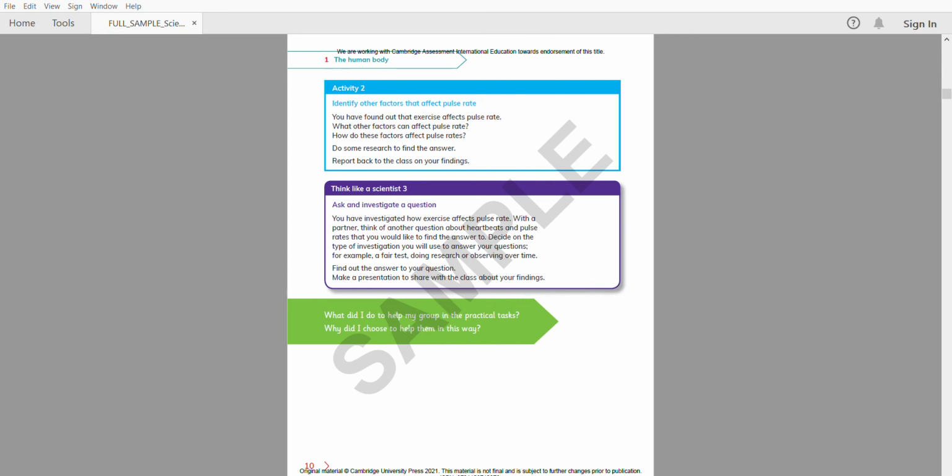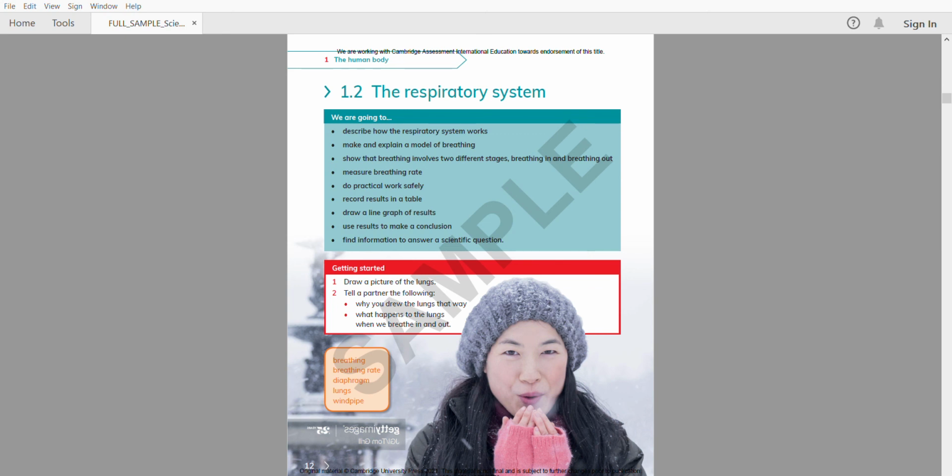Towards the end of the week, we also introduced our lesson 1.2, the respiratory system, and we introduced some significant keywords that you need to remember when you are understanding the respiratory system. Those keywords are breathing, breathing rate, diaphragm, lungs, and windpipe. There was an activity where I requested you to draw a picture of the lungs in your writing notebook and explain why you drew the lungs and what happens inside when you are breathing in and breathing out.